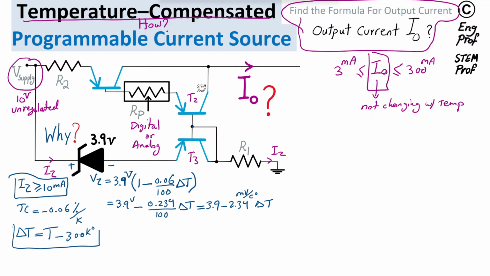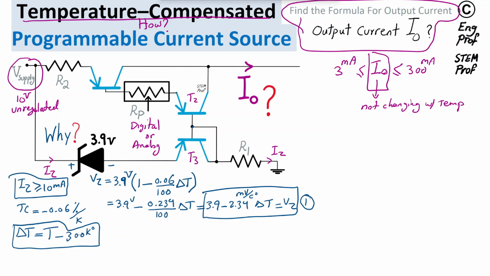So any increase from 300 above will result in reduction of the nominal. Let's say every 1 degree increase from 300 Kelvin of the junction of the Zener diode will reduce the nominal voltage of Zener diode by 2.34 millivolt in this circuit. That's the meaning of that. So this is voltage of Zener diode. So let's refer to this as equation 1.